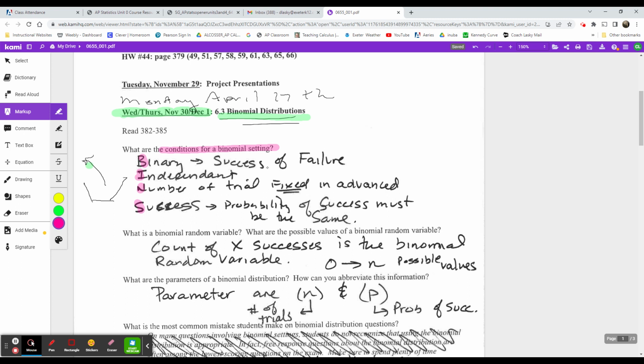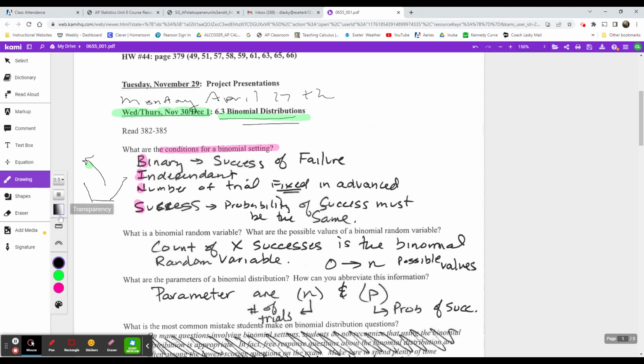Binary means that you have two choices. This should say success or failure. That may kind of clarify for some people in class. Maybe that's why they were asking me that question. So it's a success or a failure. You only have two choices. You like a make or a miss, or roll a six or don't roll a six. So you only get two choices. That's why it's binary. Bi means two.